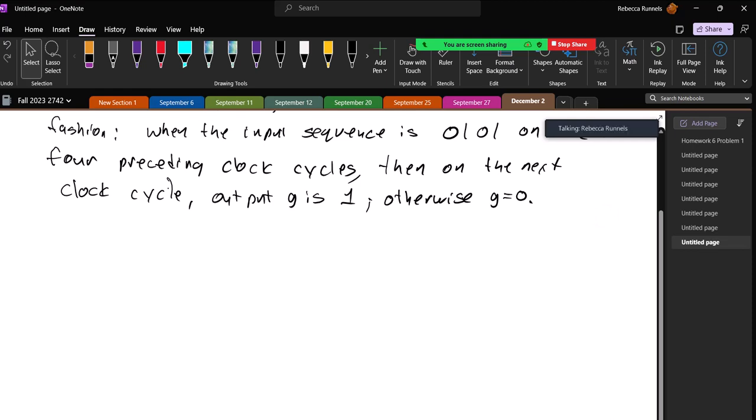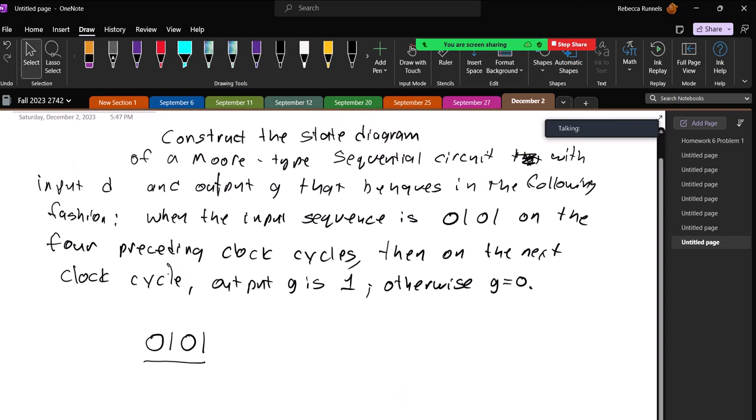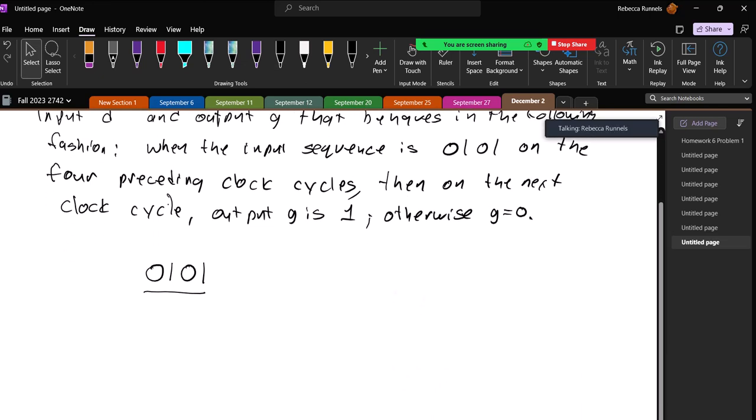Okay, so we want to see what it is that we're actually detecting here and what our various states would be. It's trying to detect if the preceding 4 clock cycles looked like this, then it'll output a 1. Otherwise, it'll output 0. You want to be thinking about what gets you towards your goal. What steps get you towards your goal?